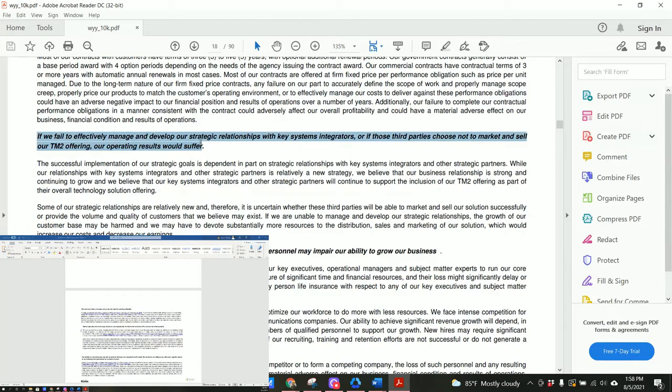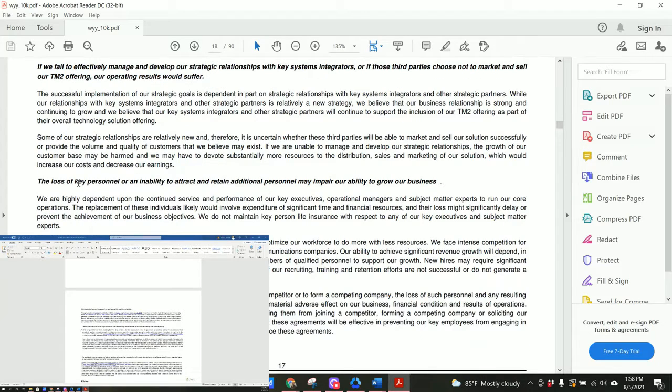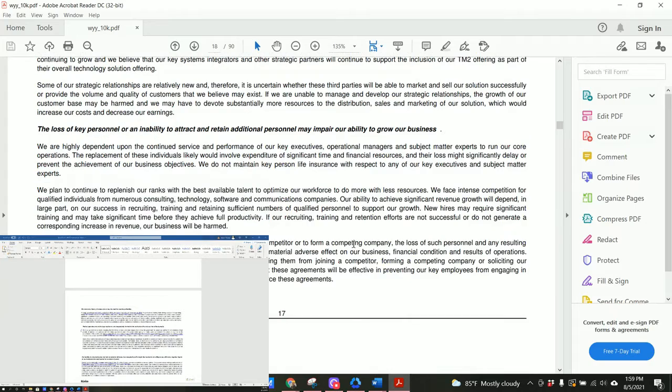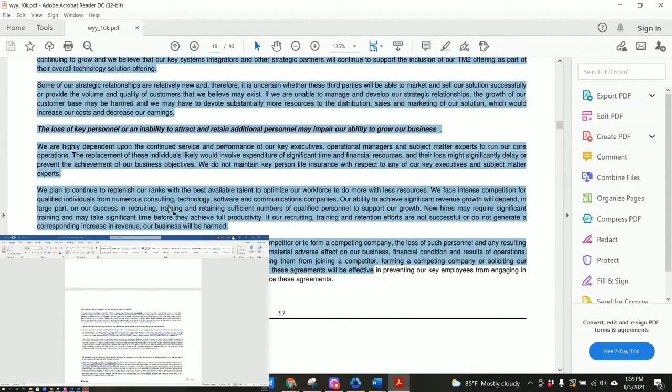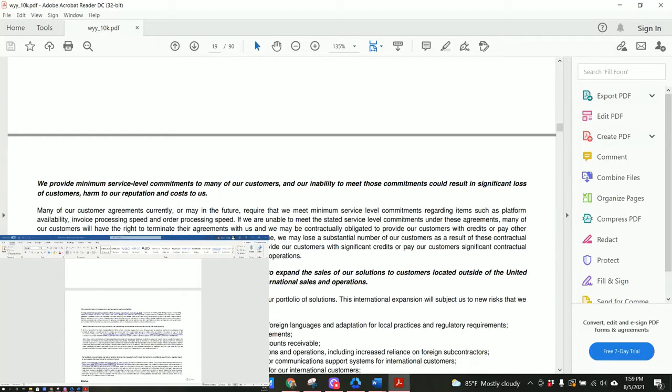Okay, this is pretty standard. Loss of key personnel, blah, blah, blah. That's very standard. You'll see, again, this section almost line for line in most other companies' 10Ks. This entire section, these big paragraphs, you'll see almost line for line the same.